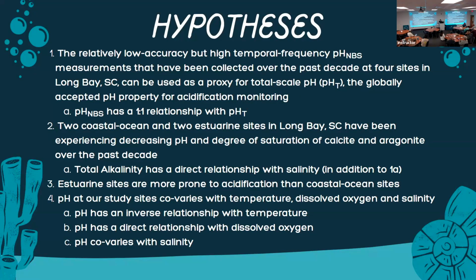And then, two, that the two coastal ocean and two estuarine sites in Long Bay, South Carolina have been experiencing decreasing pH and degree of saturation of calcite and aragonite over the past decade. This relied on the fact that total alkalinity would have a direct relationship with salinity, in addition to pH being used as a proxy. Three, that the estuarine sites are actually more prone to acidification than the coastal ocean sites.